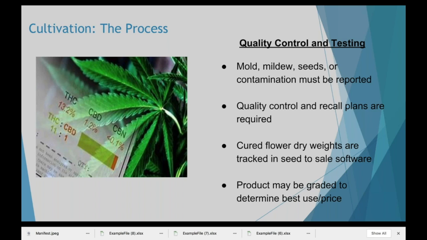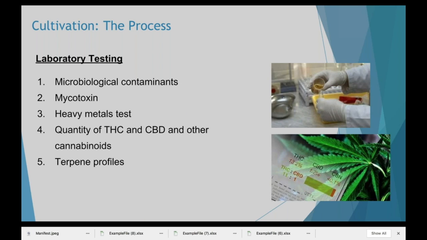Cultivation companies will have plans in place for quality control, including recall plans should any product be deemed contaminated or hazardous. Cured flower dry weights will be recorded in the seed to sale track and trace software as a lot, batch, or package weights, and oftentimes will require testing prior to distribution or further packaging. Many cannabis laws and rules require testing, usually by a third party licensed laboratory.